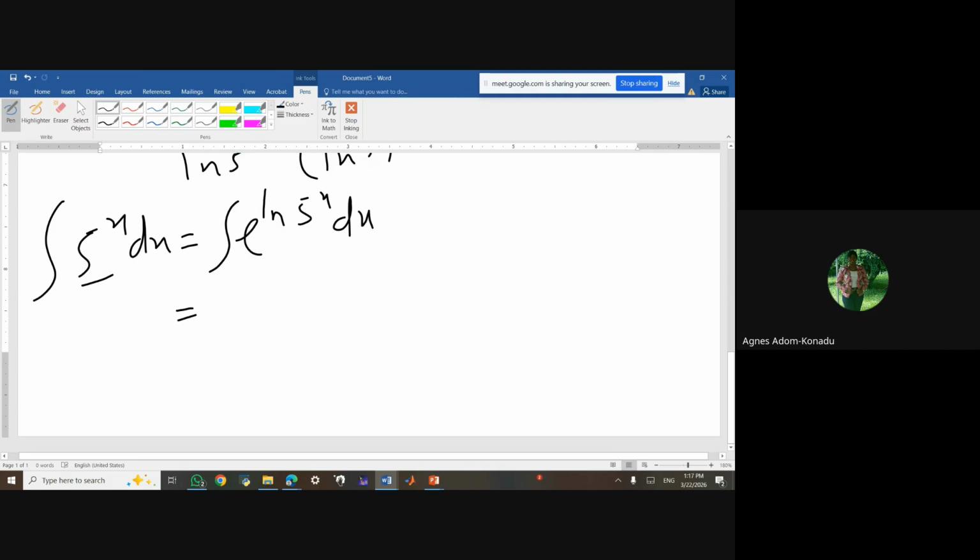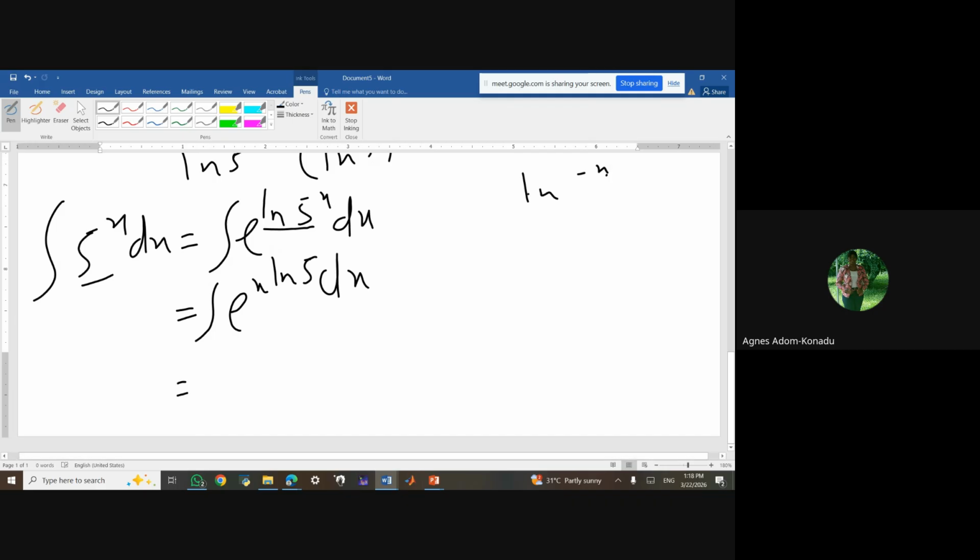And this is the same as, from the laws of indices, ln 5 to the power x, I can bring the x down. So this is the same as the integral of e to the power x ln 5, then I have my dx.